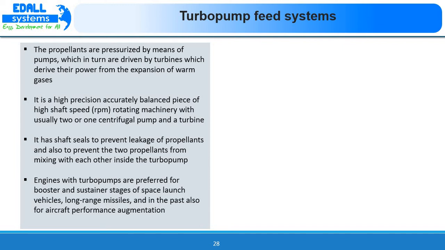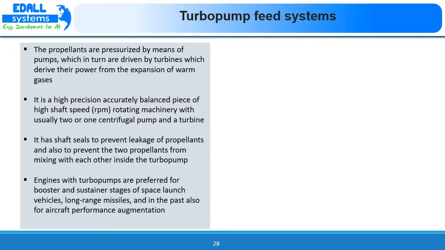A pump and a turbine system is used to pressurize the propellants. It has shaft seals to prevent leakage of propellants and also to prevent the two propellants from mixing with each other inside the turbopump. So all the safety features have been taken care of when a turbopump fed system is used. Then engines with turbopumps are preferred for booster and sustainer stages of space launch vehicles, long range missiles, and in the past also for aircraft performance augmentation.